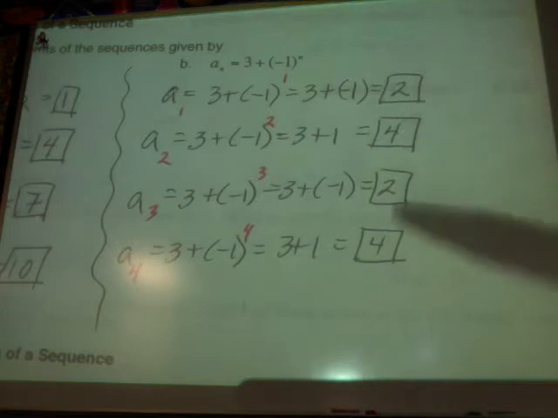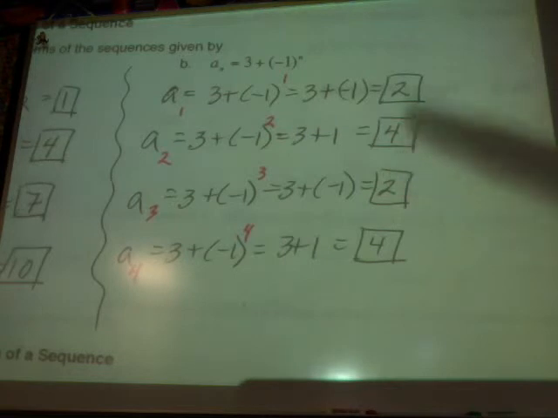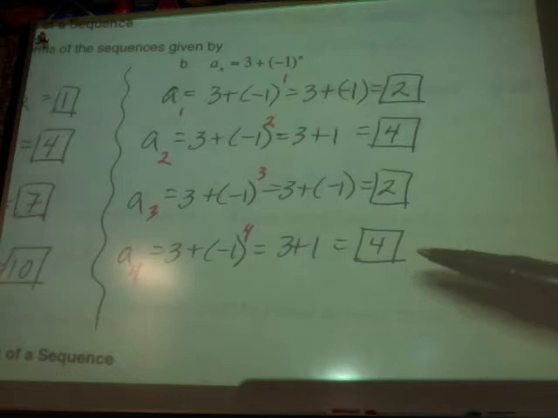It's a plus 2 and a minus 2. So it's not arithmetic. Geometric means you multiply or divide by the same number. Multiply by 2, divide by 2, multiply by 2, so it's not geometric either. But there's definitely a pattern, isn't there?